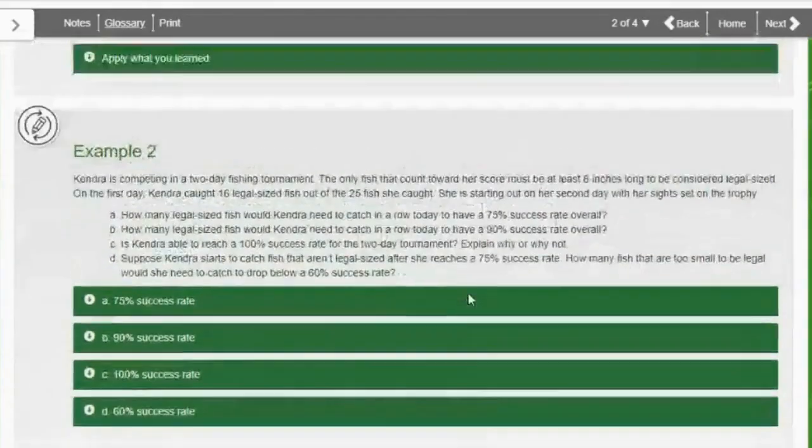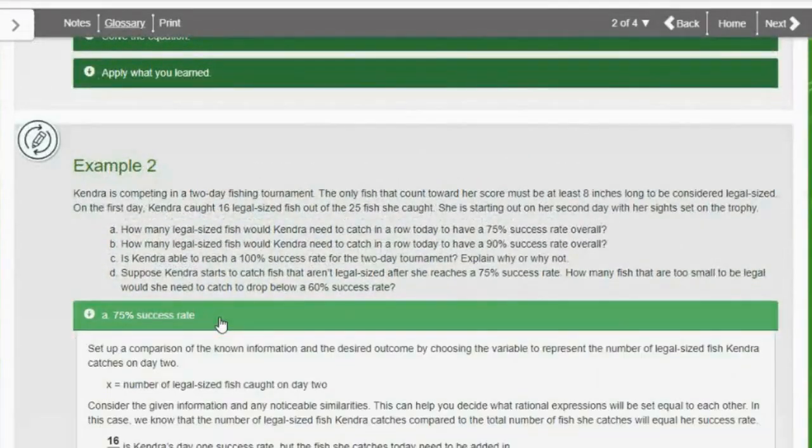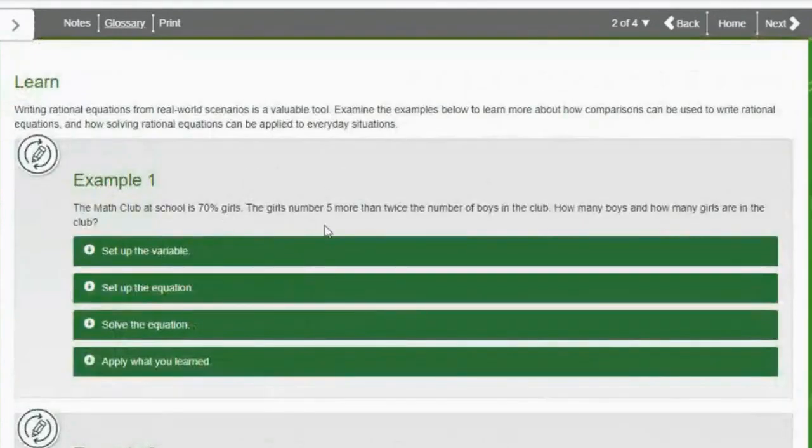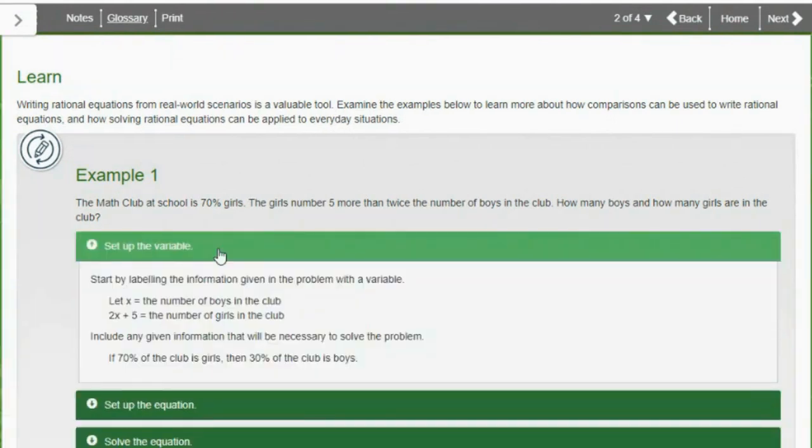All right, so I'm going to work one of these with you. It does have how to do it underneath each of these little tabs. But let's work this one together, and I'll show you how we solve a rational equation when we just have this word problem. So the math club at school is 70% girls. Okay. So the first thing you do is say, okay, we're going to say X will be the number of boys.